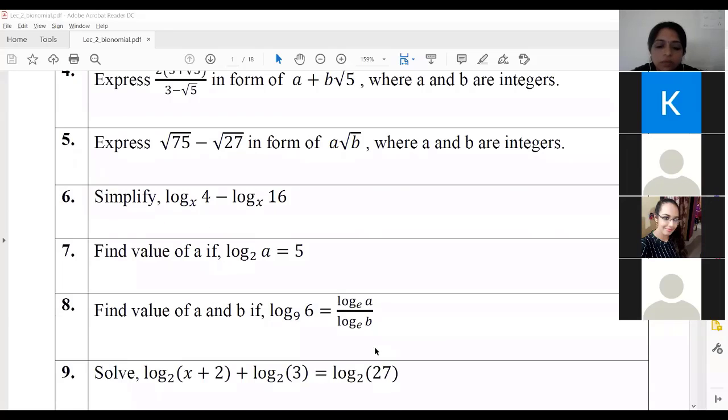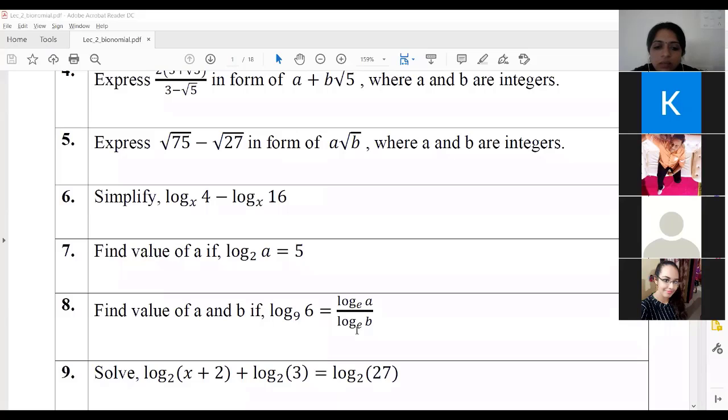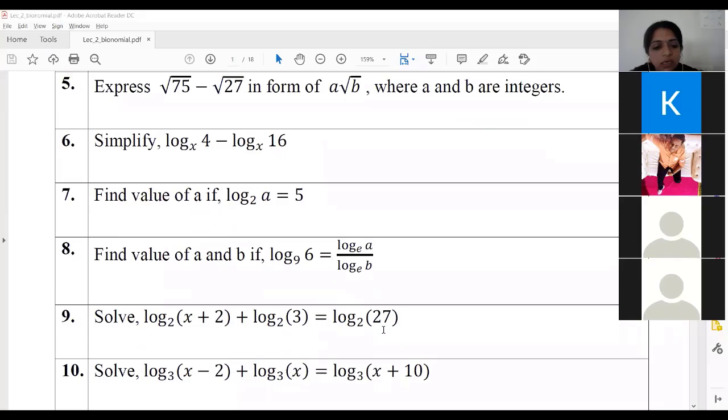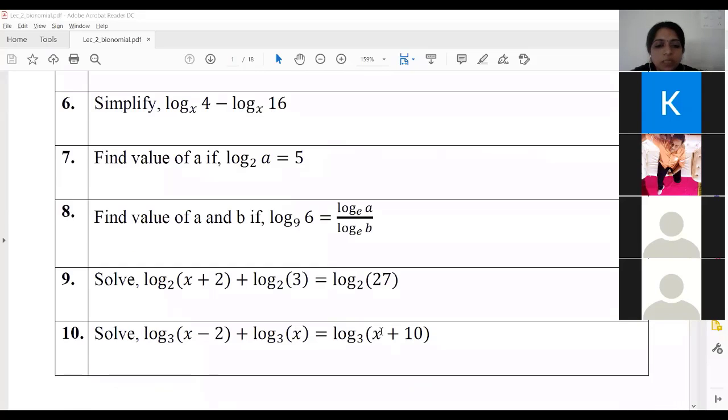And what about question number 8? What is the value of a and b? A is equal to 6, B is equal to 9. Perfect, A is 6 and B is 9. And what about question number 9?